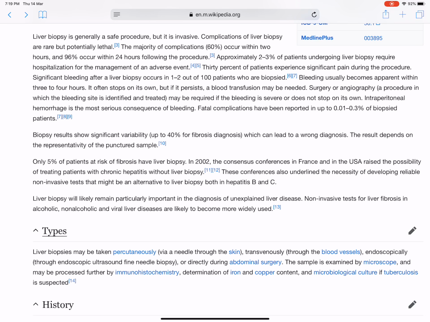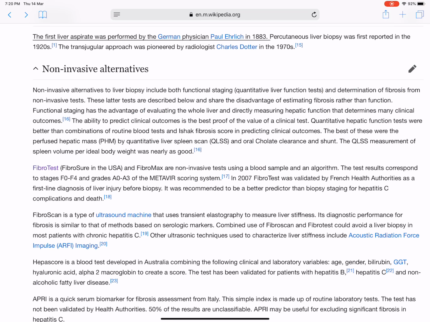Types. Liver biopsies may be taken percutaneously, via a needle through the skin, transvenously, through the blood vessels, endoscopically, through endoscopic ultrasound fine needle biopsy, or directly during abdominal surgery. The sample is examined by microscope, and may be processed further by immunohistochemistry, determination of iron and copper content, and microbiological culture if tuberculosis is suspected. History. The first liver aspirate was performed by the German physician Paul Ehrlich in 1883. Percutaneous liver biopsy was first reported in the 1920s. The transjugular approach was pioneered by radiologist Charles Dotter in the 1970s.